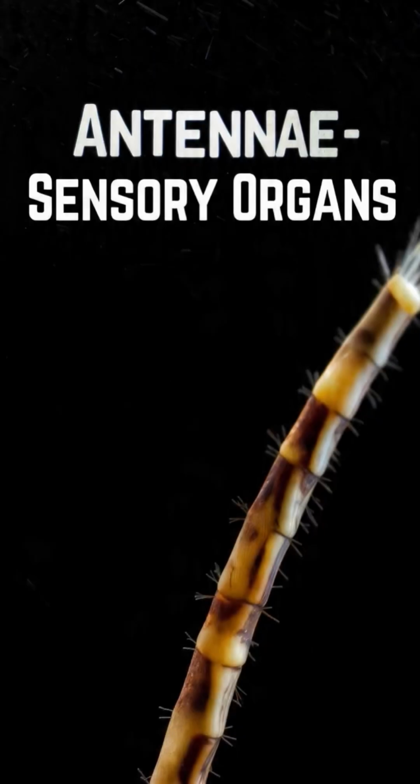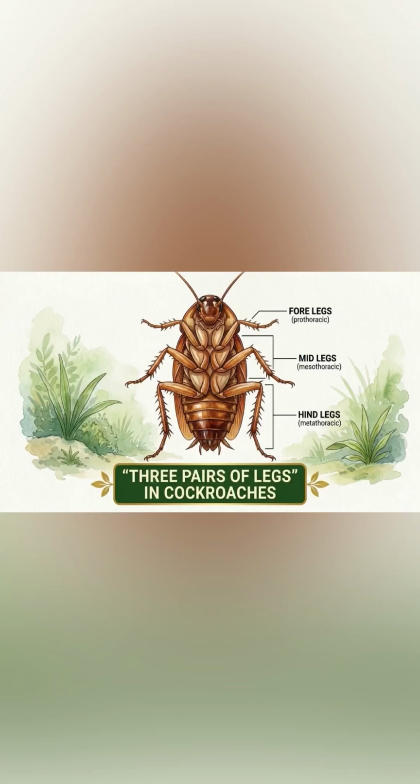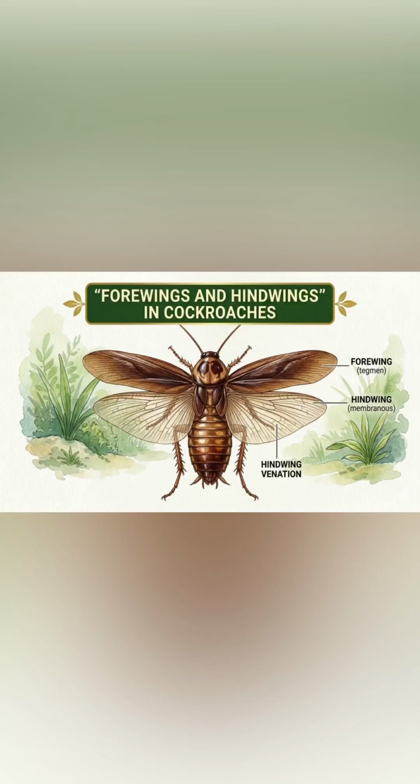Sensory organs. Visual 18 highlights antennae, labeled antennae, sensory organs. Cockroaches use antennae to detect chemical and mechanical signals. Visual 19 shows compound eyes, which detect movement efficiently and give a wide-angle vision. Legs and wings. Visual 20 labels 3 pairs of legs, showing adaptation for walking and running. Visual 21 depicts forewings and hindwings, showing flight capability.